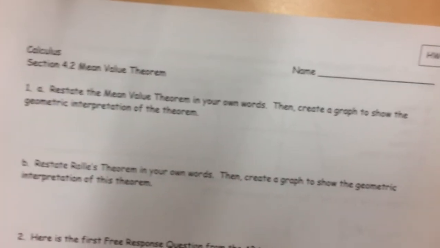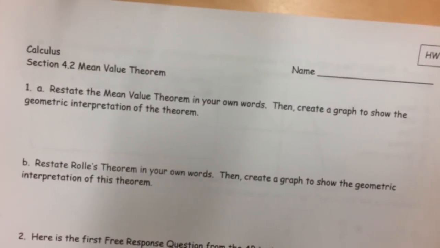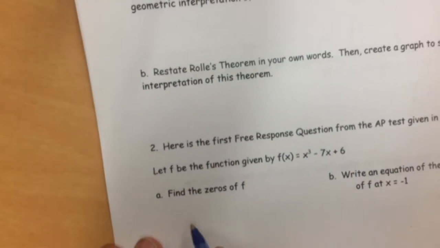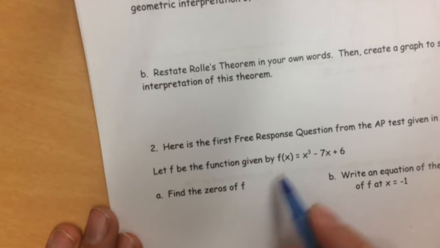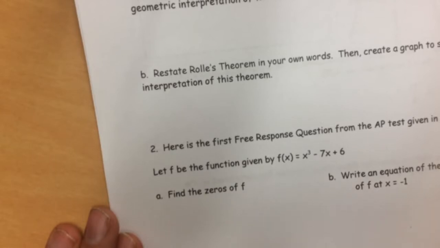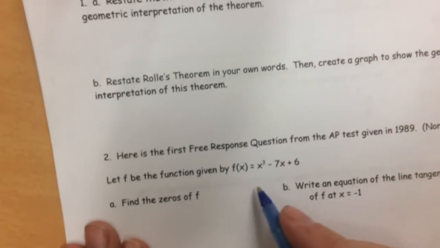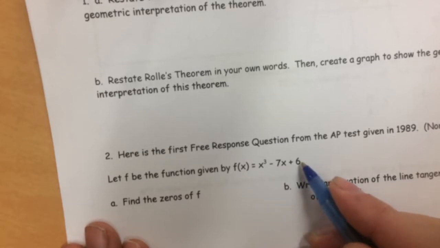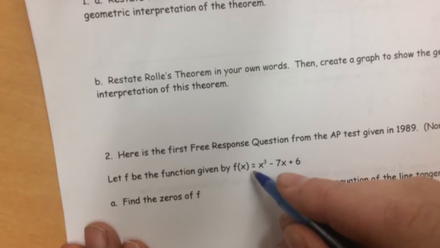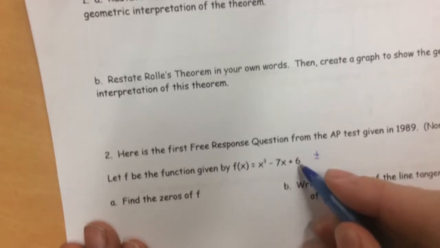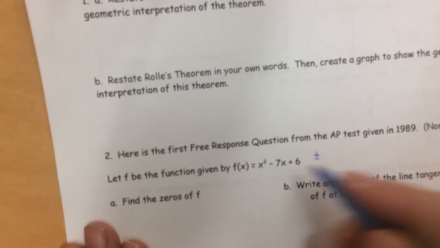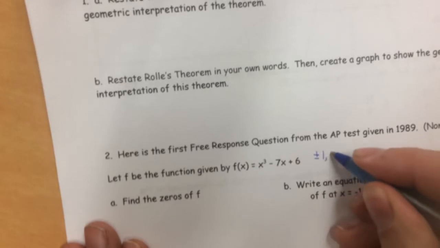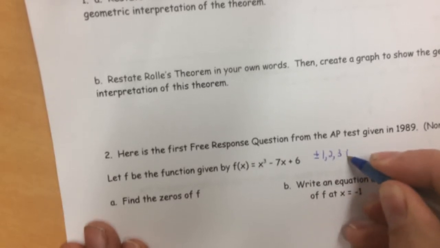All right, in our theorems homework, I'm going to go over a few things that I think you might have some trouble with. On number 2, we need to find the zeros of f of x, and so we should remember from Algebra 2 and pre-calculus that to find the zeros, we want to think of the possible zeros. The possible zeros are the possible factors of this divided by this. So plus or minus 1, 2, 3, 6.